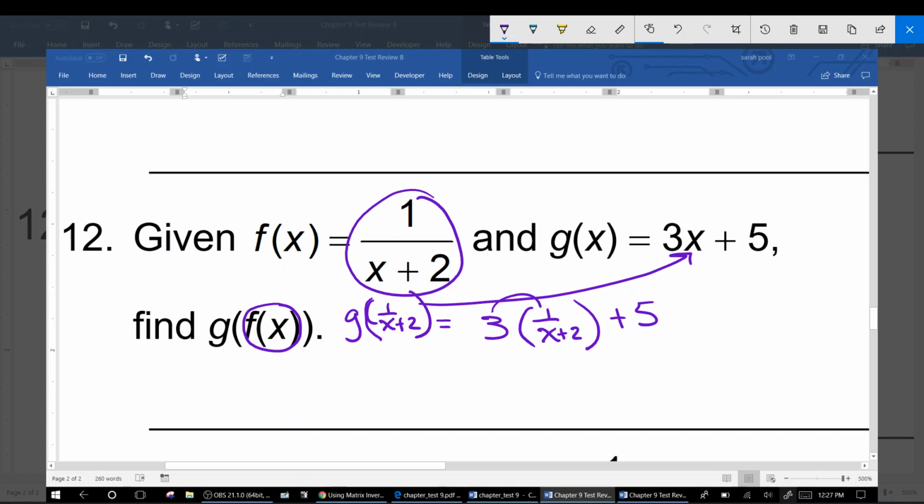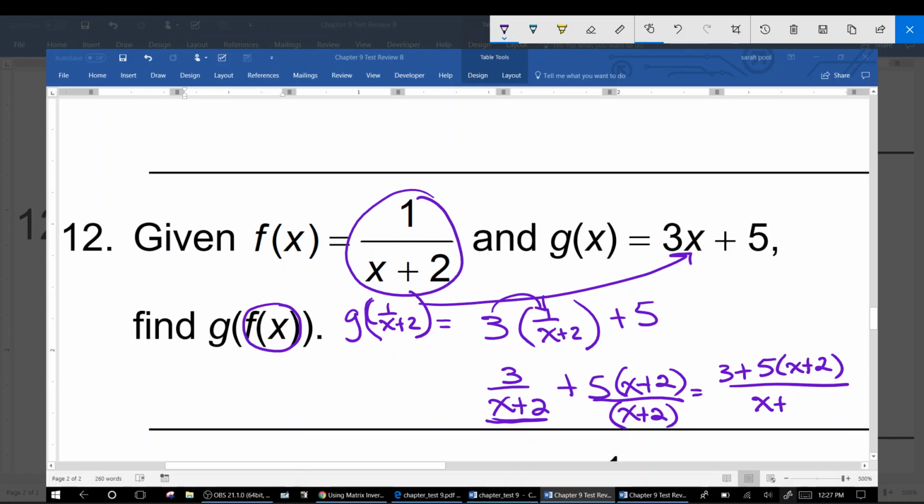So all we have to do is distribute our 3 to just this piece. So we have 3 over x plus 2 plus 5. Now we're not quite finished because I can't just add without having a common denominator. So I see that my common denominator is x plus 2. So I'm going to multiply x plus 2 by the top and the bottom of my other one here. So I end up with 3 plus 5 times x plus 2 over x plus 2.